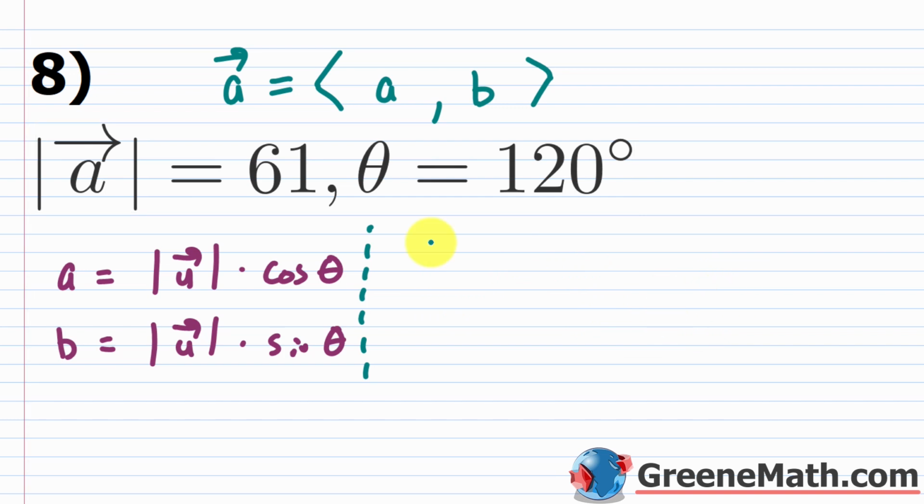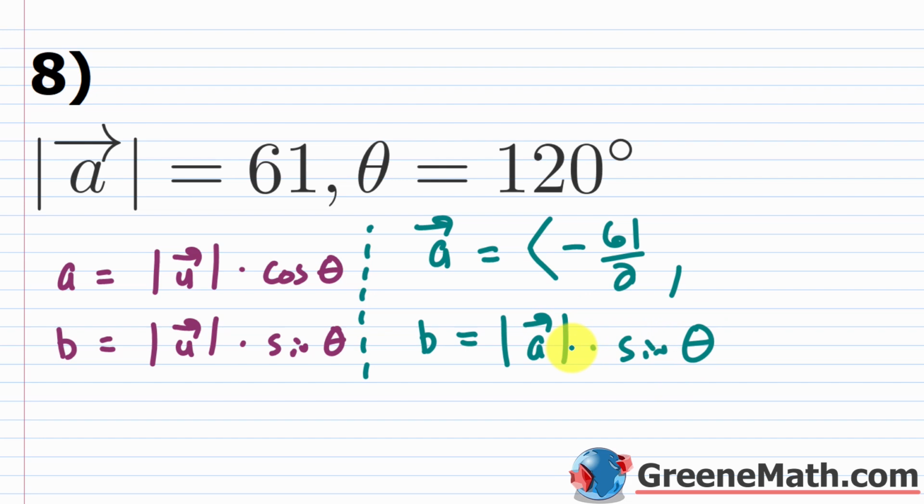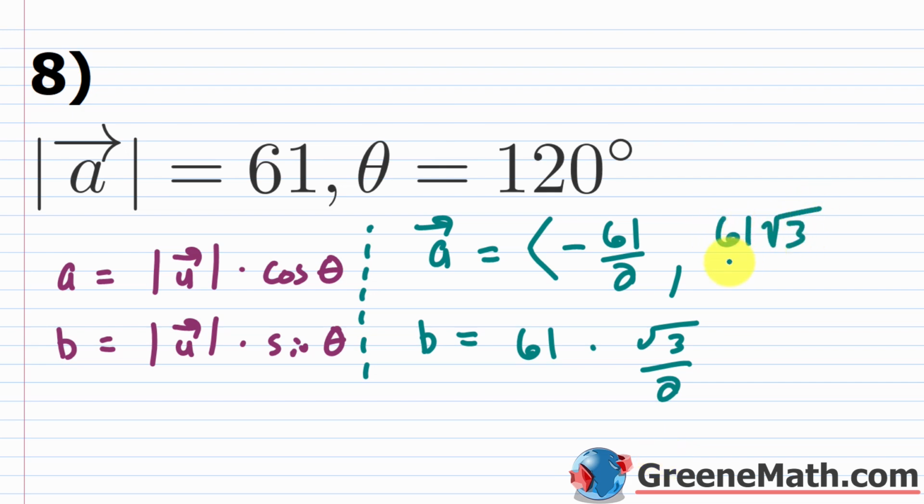So you could say, let me write this over here. So for the component form of the vector a, this is going to be negative 61 over 2, or of course you could say negative 30.5 if you wanted as a decimal. So let's put comma. Let me actually get rid of this from up here. We won't have enough room. For the b part, we have the magnitude of the vector a, and then times the sine of the direction angle theta. So this right here is 61, and this right here is 120 degrees. So we know the sine of 120 degrees is going to be the square root of 3 over 2. So really this would just be 61 times the square root of 3 over 2.